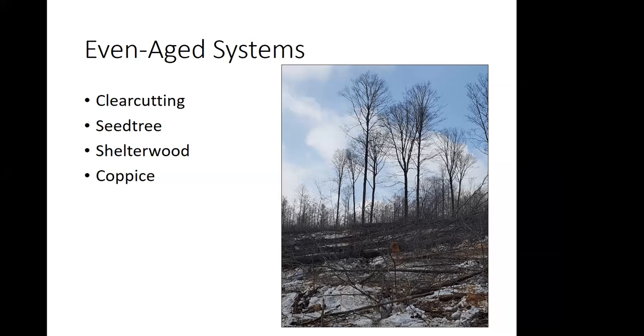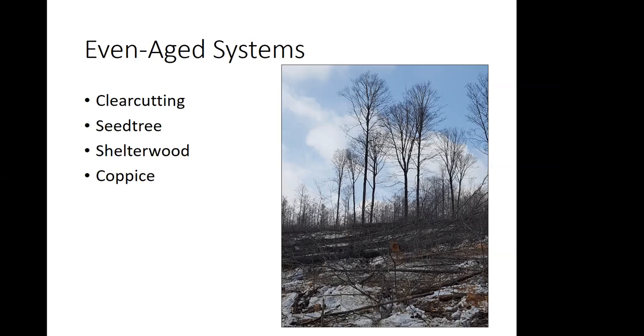So you go in, cut everything. There are limited circumstances when that's going to be effective, but it can be effective. Seed tree is what you see in the foreground. You're using those seed trees to throw seed to regenerate. Shelterwood, we're going to see pictures of, but essentially you have two or three times as many residual trees left after that first entry for both seed tree and shelterwood.